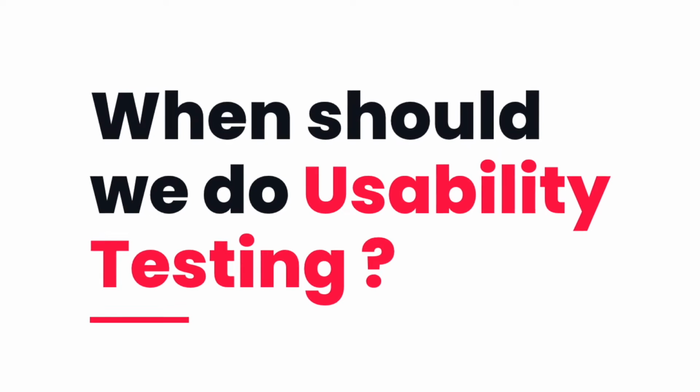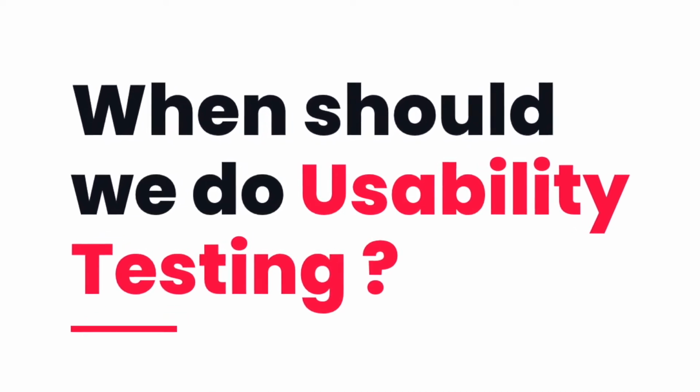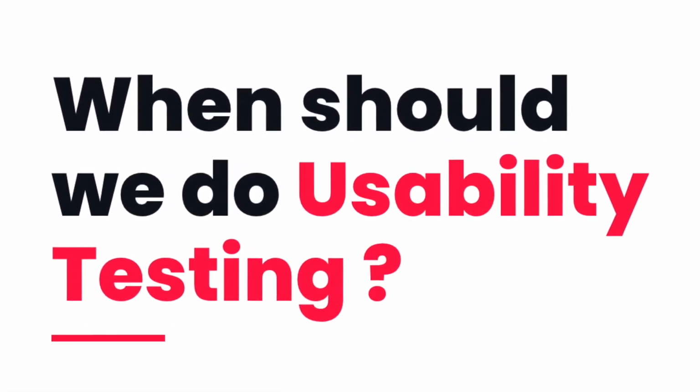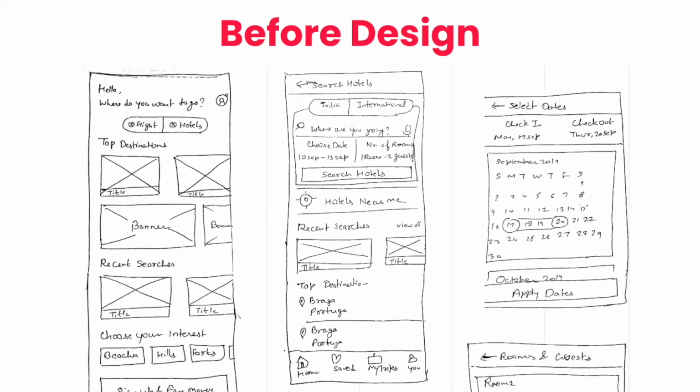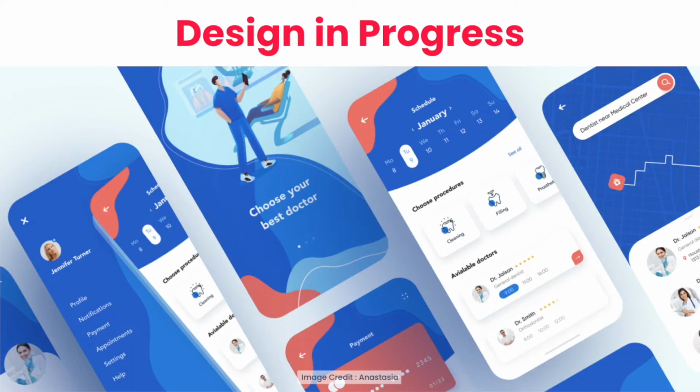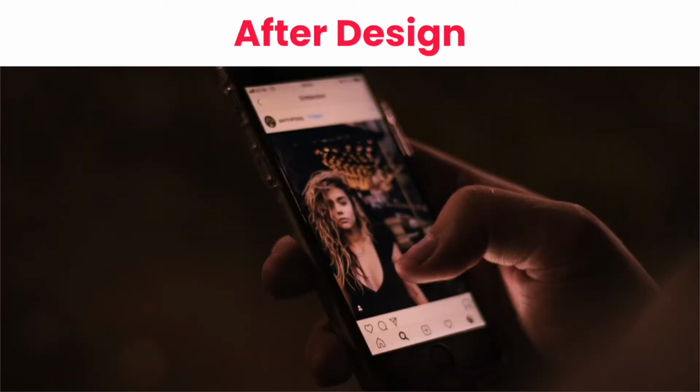When should we do usability testing? We do usability testing in every phase. First, before the design is made, when it is in wireframing or sketches. Second, at the time of design, when the final product is ready, do prototyping. And after design, when it's completed and launched, then we do testing with our real users.